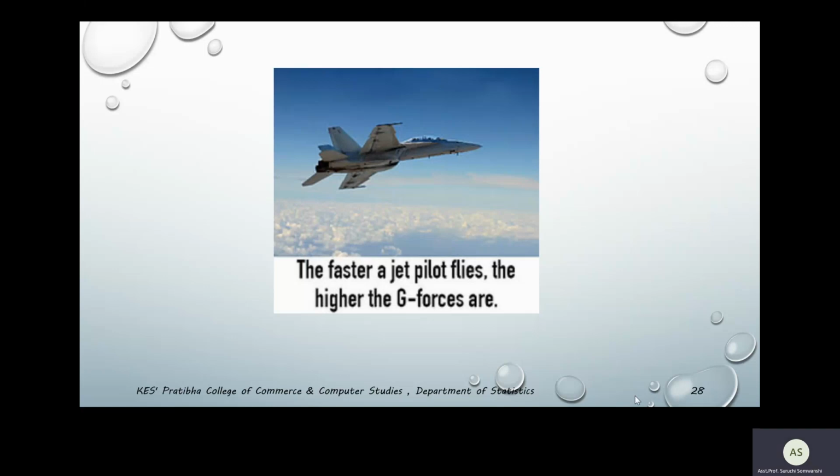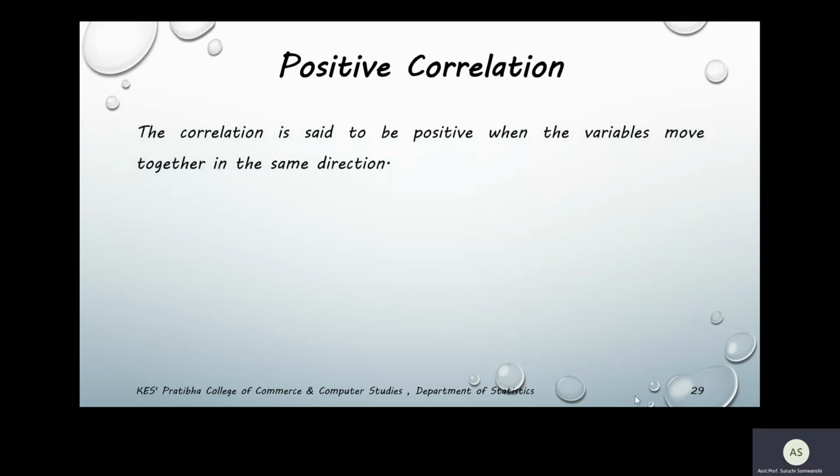So here, as the speed of the jet pilot flying increases, the G forces also increase. So the faster a jet pilot flies, the higher the G forces are. That means both the variables are changing in the same direction. This type of relation is termed a positive correlation. The correlation is said to be positive when the variables move together in the same direction.